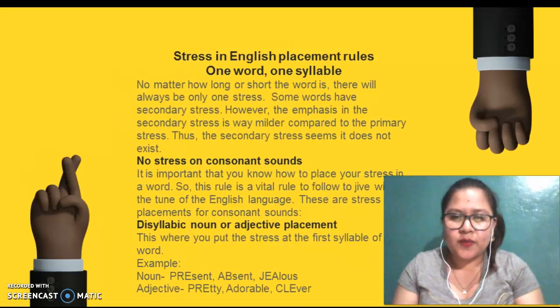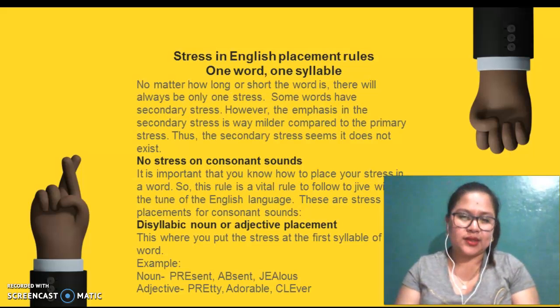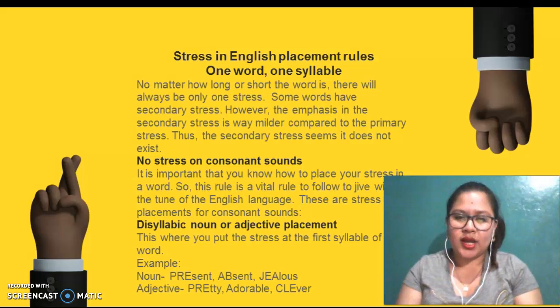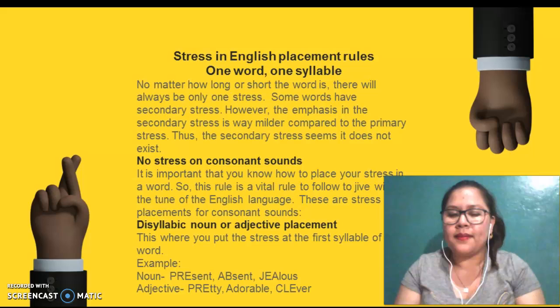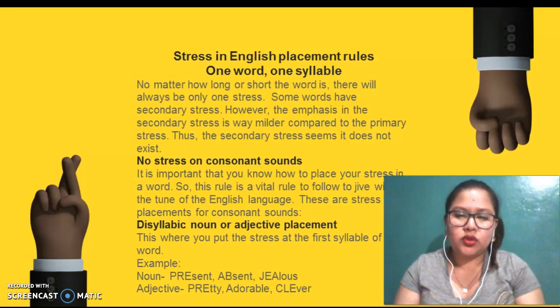Stress placement rules in English: one word, one stress. No matter how long or short the word is, there will always be only one stress. Some words have secondary stress, however, the emphasis in the secondary stress is way milder compared to the primary stress. Thus, the secondary stress seems like it does not exist. No stress on a consonant sound. It is important that you know how to place your stress in a word. So this rule is a better rule to follow to jive with the tone of the English language.